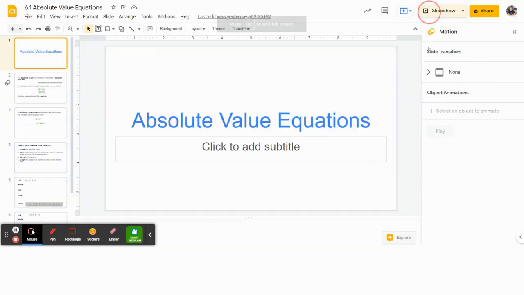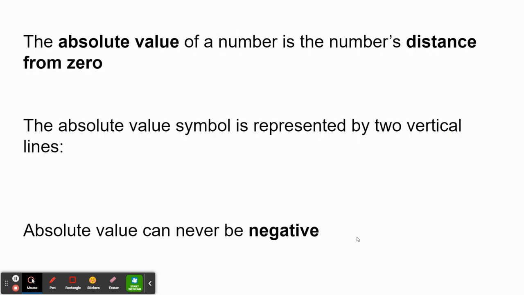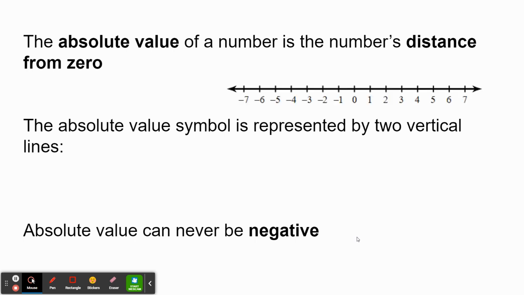Hey everyone, let's do some absolute value equations, Unit 6. The absolute value of a number is the number's distance away from zero. So what that means is if we look at a number line, let's look at the distance from 0 to 4. 0 to 4 is 4 away from 0. That's pretty obvious. I think that should be something that you should know.